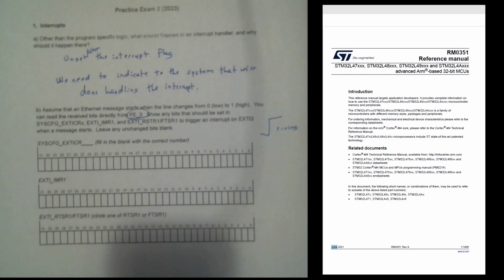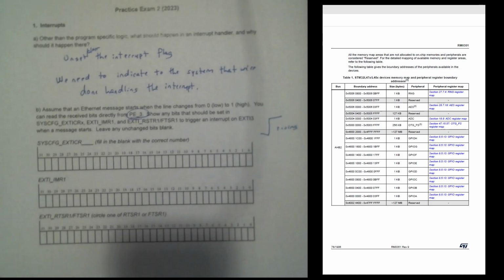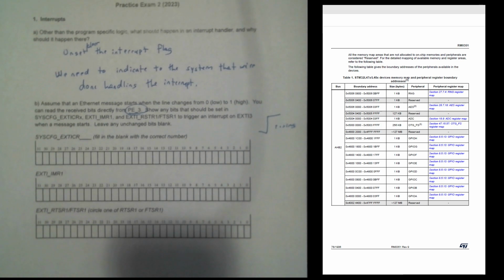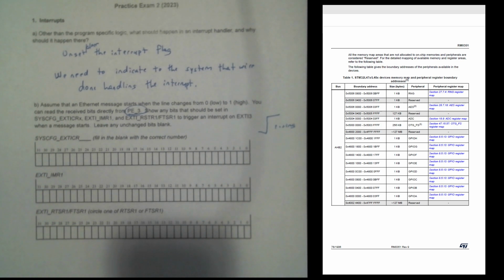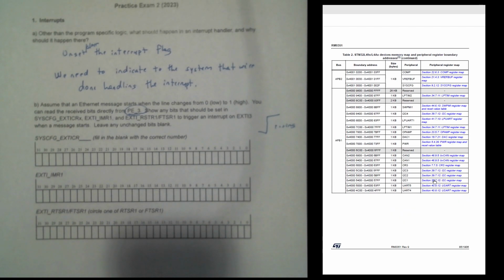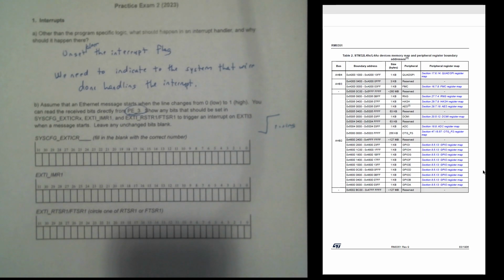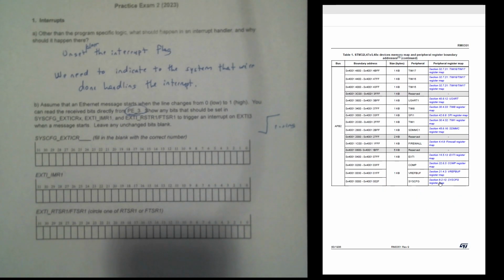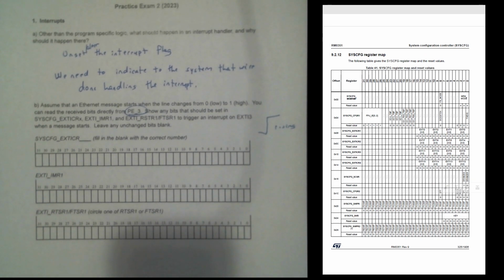For this, we're going to need to dive into the manual, and I'm going to start by going to roughly page 78, which is where our system memory map is. And it looks like the first thing we're looking for here is SYSCFG_EXTICR blank. So let's find SYSCFG in this table. It should be somewhere around page 80, I think. And there's SYSCFG, so we're going to jump there. Now we can look at what registers are doing what in here. It tells us to fill in the blank with the correct number.